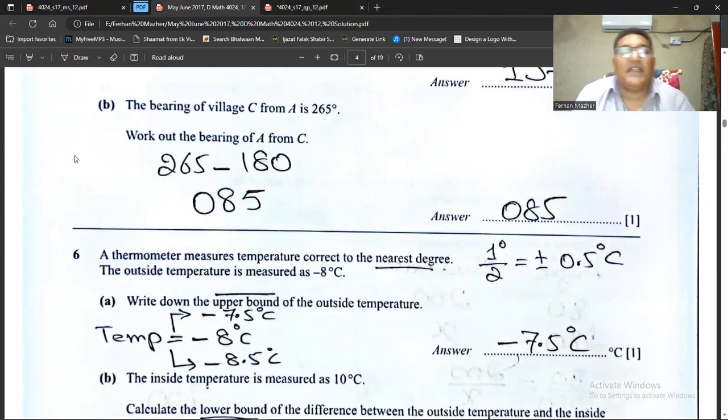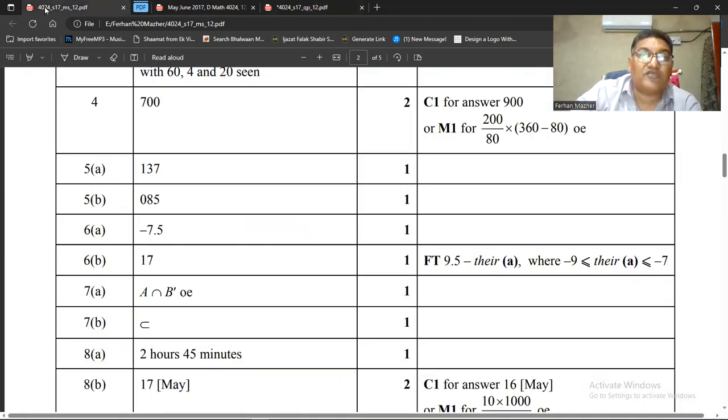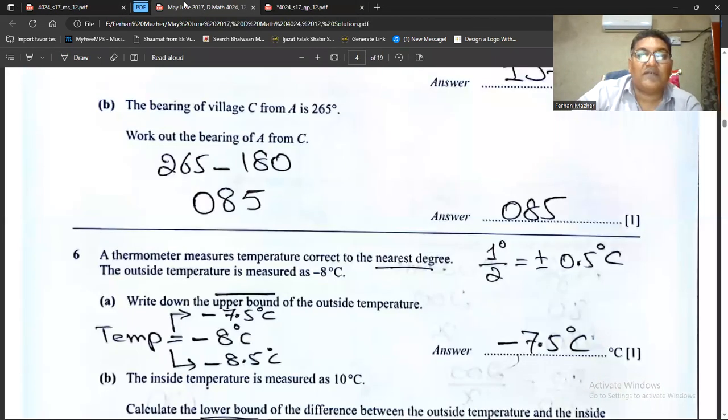So how can you get the backward bearing? The bearing of C from A is 265. The bearing of A from C, that is the backward bearing, will be simply 265 minus 180, that will be 85. This is one method, just remember that. 85, our answer is right.